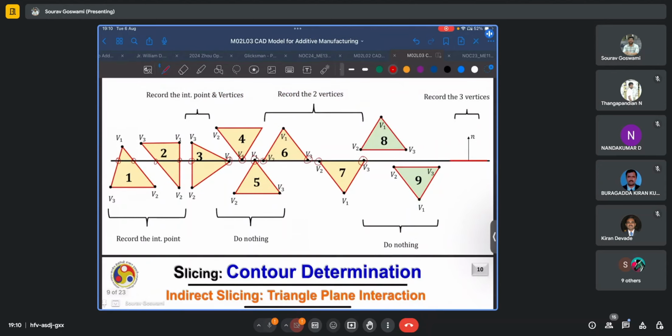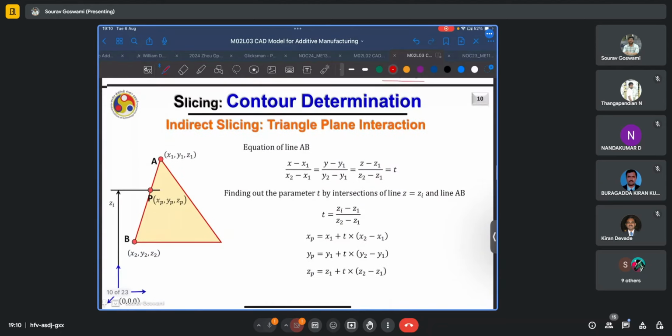Depending on the case that we encounter, our action will be different. So in some cases, we record the intersecting points. In other cases, we record both the intersecting point and the vertices. Some cases might require us to do nothing because the points are already recorded in our STL file. If there is no intersection again, we do nothing, and so on.